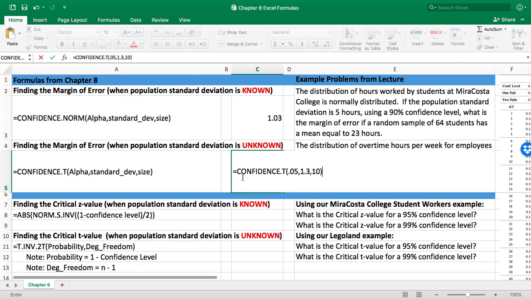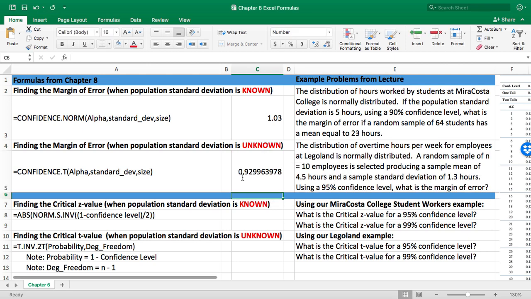So when I close the parentheses there and hit enter, I get, and I'm going to go ahead and round this, 0.93 as our margin of error for the Legoland problem. In other words, our confidence interval estimate for the Legoland problem was a sample mean of 4.5 hours plus or minus 0.93 hours.